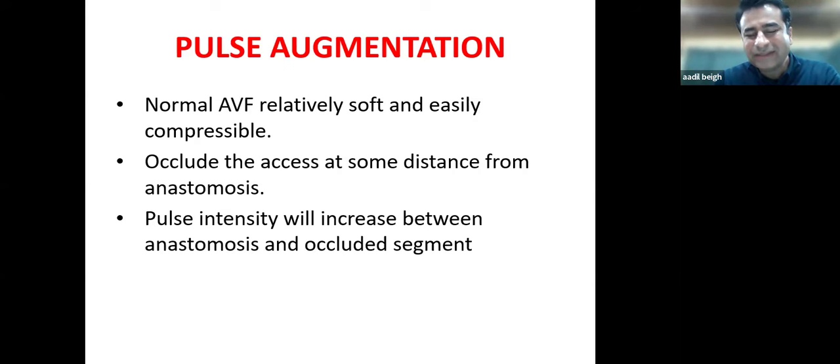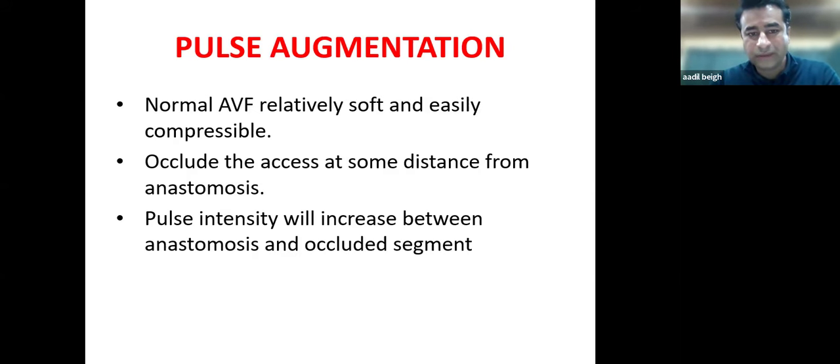If the pulse intensity is very less, that means there's less flow coming from the inflow. So that means there is a problem with the inflow, so we have to go for the angiography. In angiography, from the radial artery or from the fistula, we can see the distal part of the radial artery, or the brachial artery, proximal part, anastomosis, and the juxtaanastomotic segment.